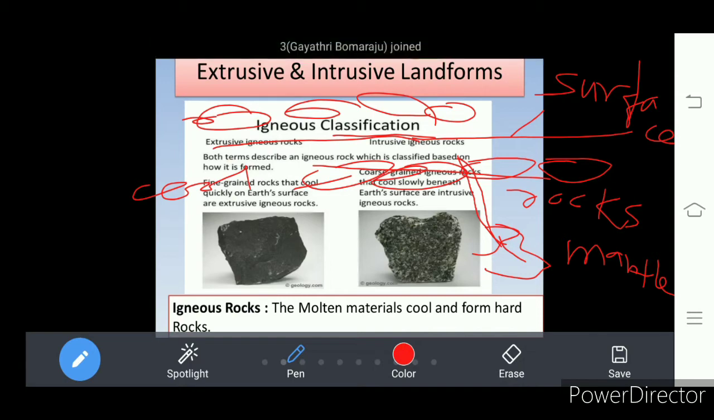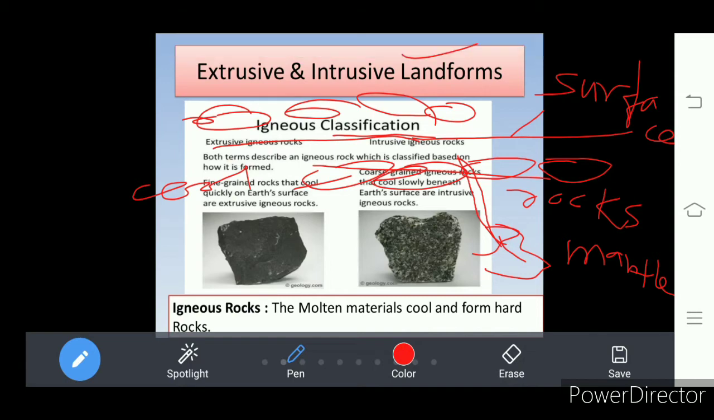And a part of the lava which comes to the earth surface forms the extrusive landforms. Here you see that these are rocks formed on the earth surface, and these are called extrusive landforms.